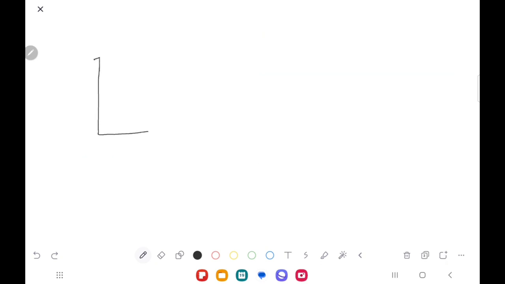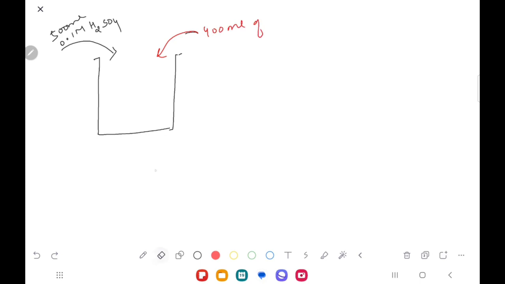When I say there is this beaker, and in this beaker I am mixing what? I am mixing 500 ml of 0.1 molar H2SO4. And from the other side, I am mixing 1500 milliliters of HCl, which is 0.7 molar. So I have given you the molarity. That means 0.7 moles per liter and 0.1 moles per liter. That's what 0.1 molar means, isn't it?